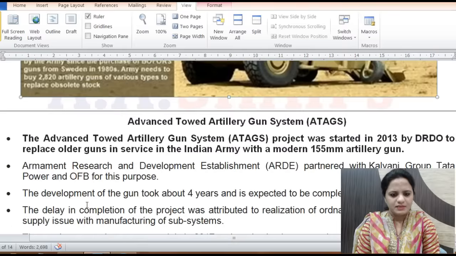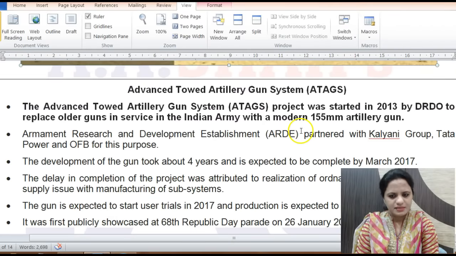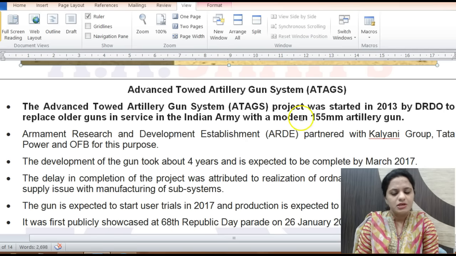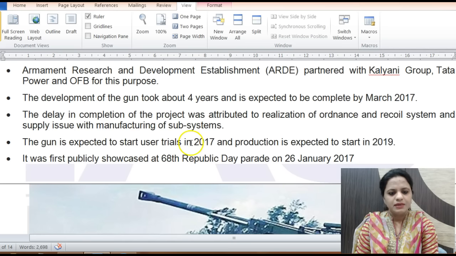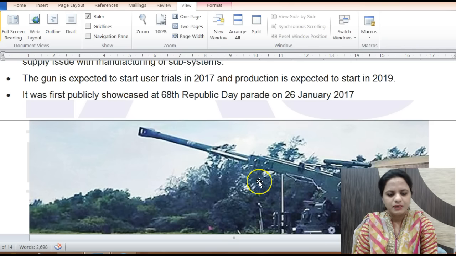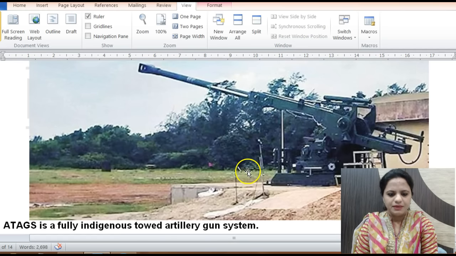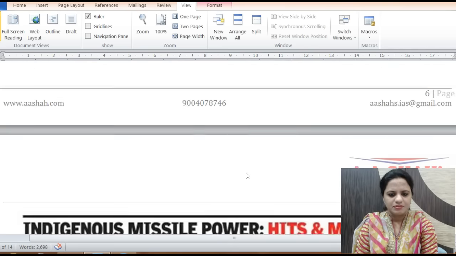Then ATAGS Advanced Towed Artillery Gun System. This has been a project started in 2013 by DRDO to replace the old guns in service in the Indian Army because we have not inducted any new guns since the Bofors scandal. So it resulted in Indian Army suffering because of this. So this ATAGS artillery gun system has also been developed and user trials will begin in 2017. So this was also first publicly displayed in this Republic Day parade. So it's a fully indigenous towed artillery gun system.